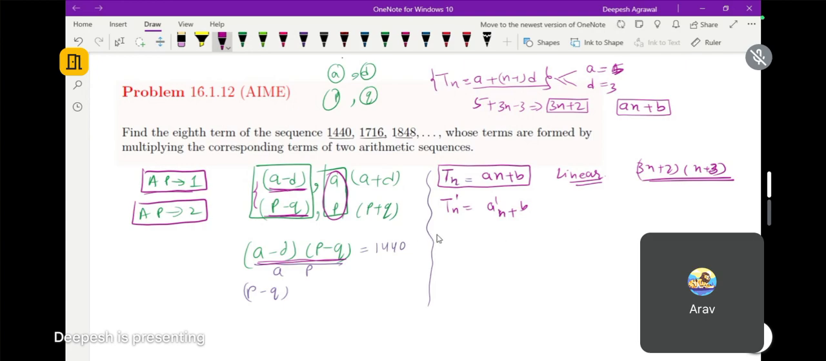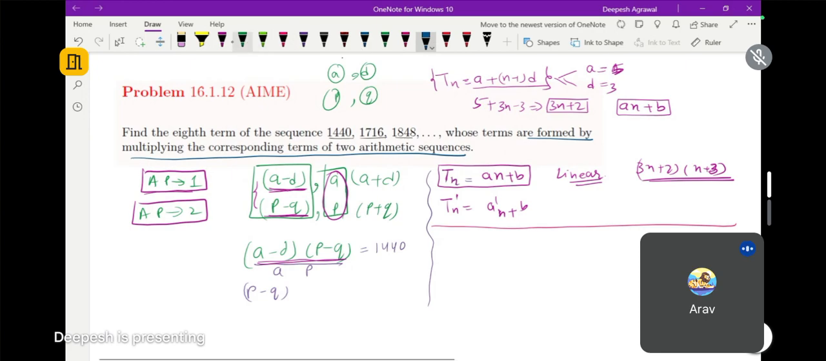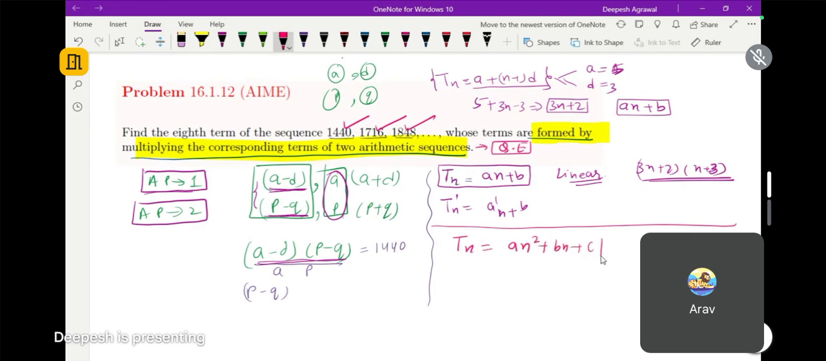So from here you can conclude and note this point. Any sequence that is formed by multiplying the corresponding terms of two arithmetic sequences will always have a quadratic general term. So the general term will be a general quadratic equation, an square plus bn plus c, in n. That will become your nth term, and the first terms are given.